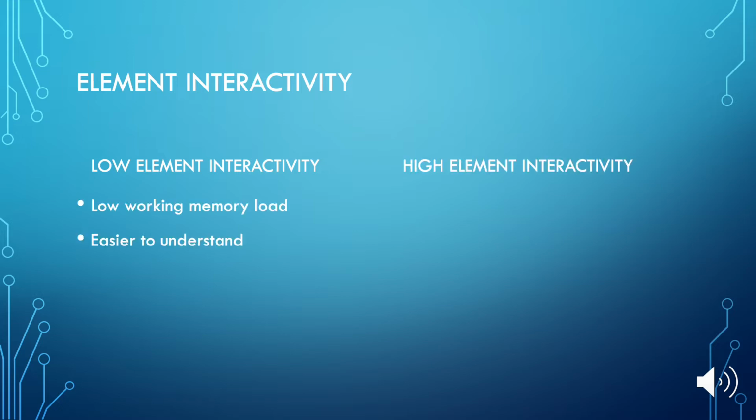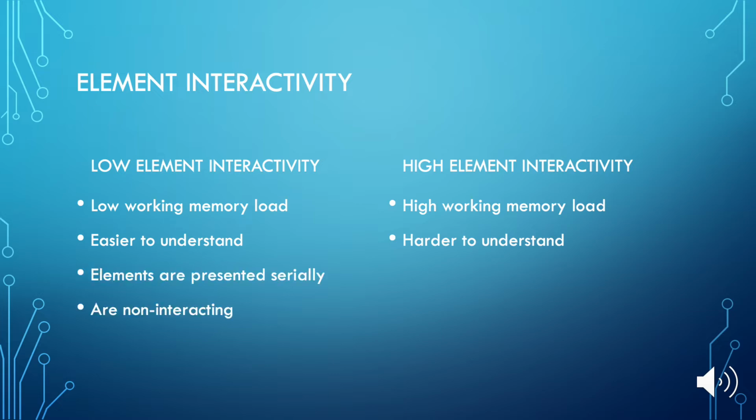A lower level requires a lower level of cognitive load and is easier to understand, whereas a high level requires a higher level of cognitive load and is harder to understand. In low element interactivity, information is presented in a serial manner and doesn't interact, whereas in high element interactivity, elements are learnt simultaneously and are interacting. Low element interactivity is subsequently better for novice learners, and high element interactivity is better for expert learners.